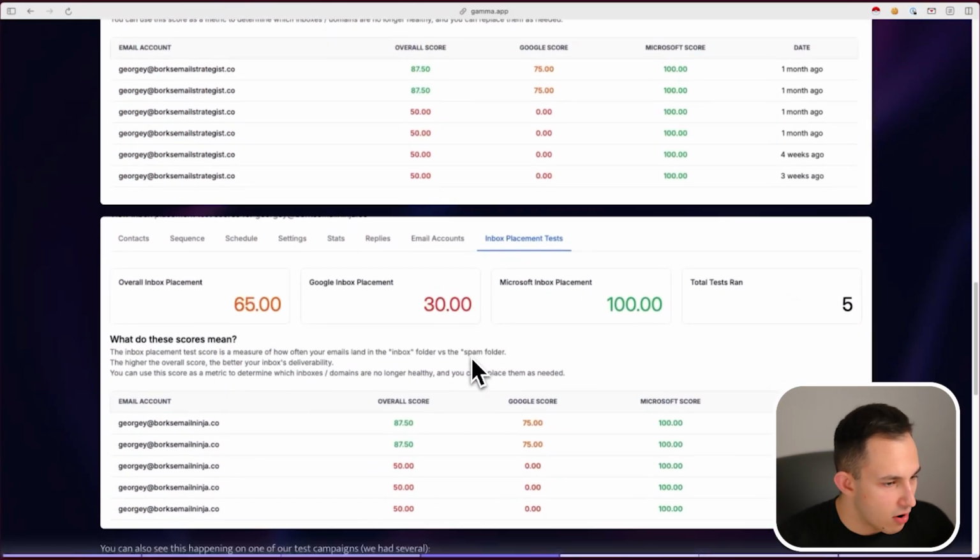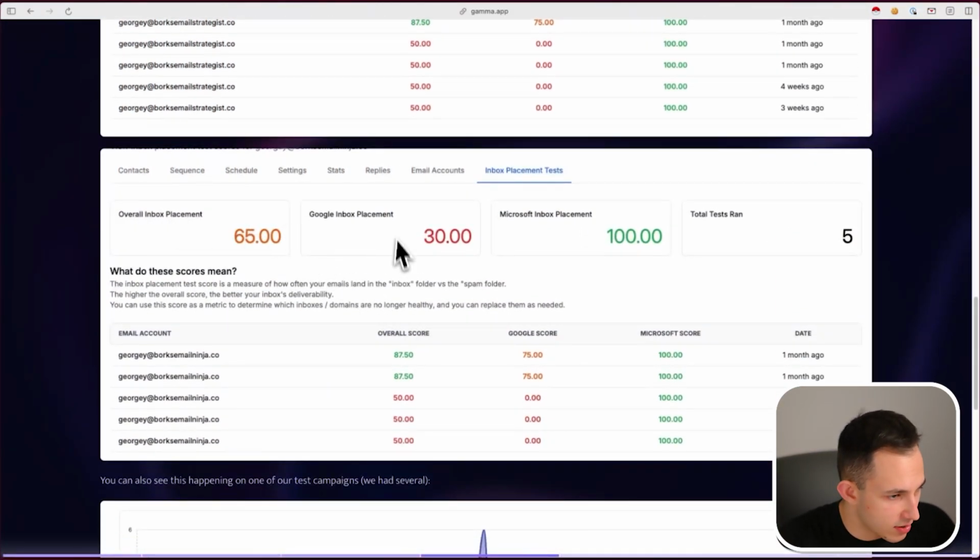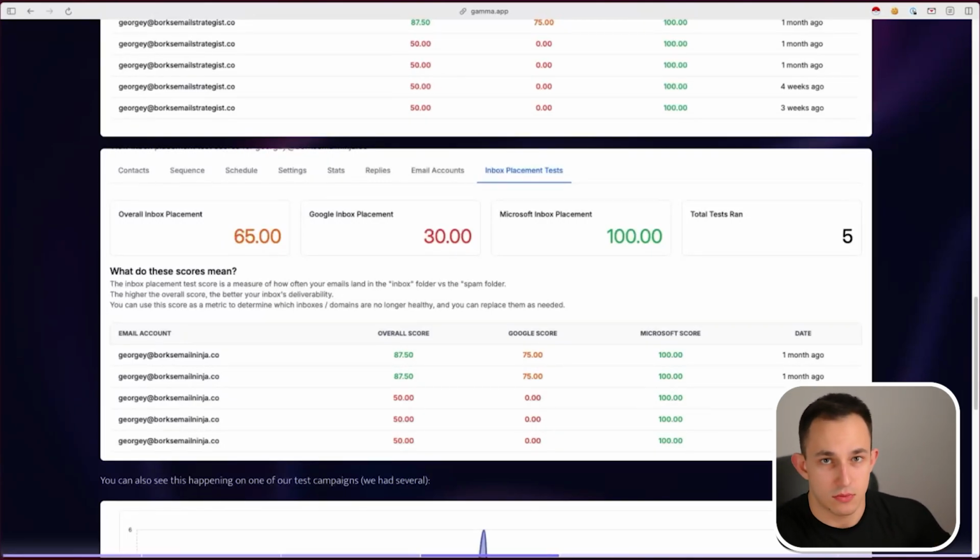Now, for example, here's another email account, which you can see the same thing. This one started off a little bit better. We had 75%, 70%, but then immediately 0, 0, 0. It was really starting to get hurt, these email accounts, over time. And keep in mind, this was 1 month ago and 4 weeks ago. So really the difference between these tests was only a week. In the matter of a week, we went from perfect deliverability to pretty much no deliverability.